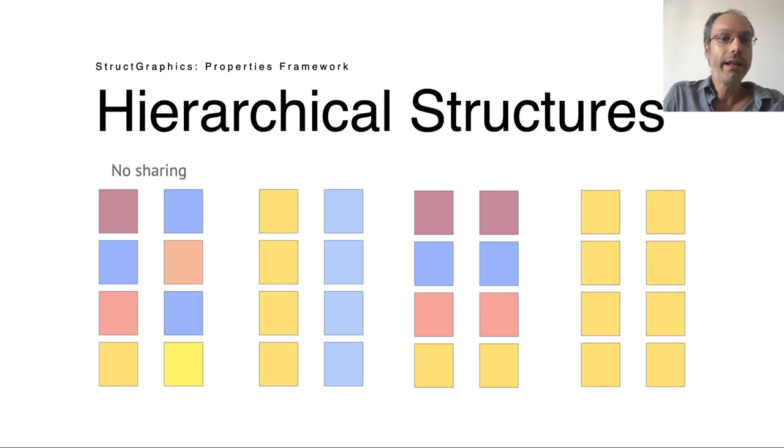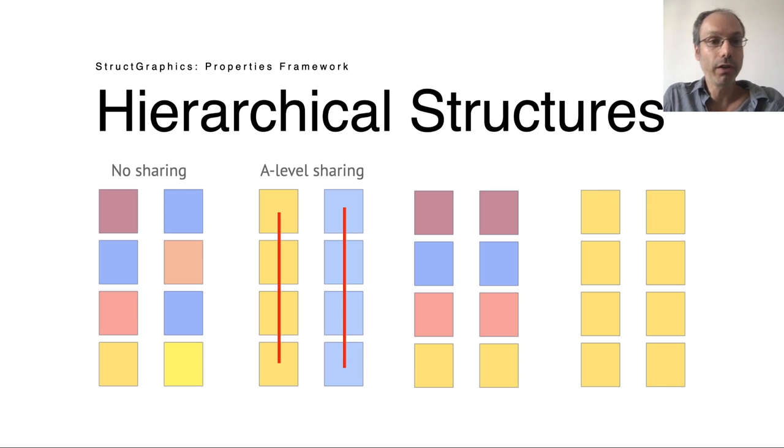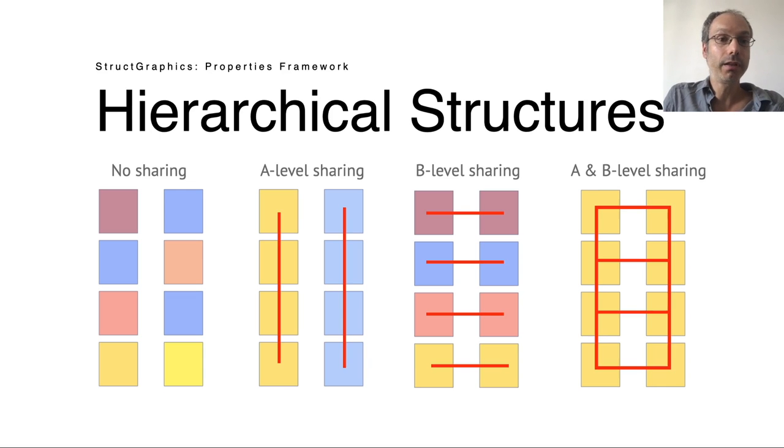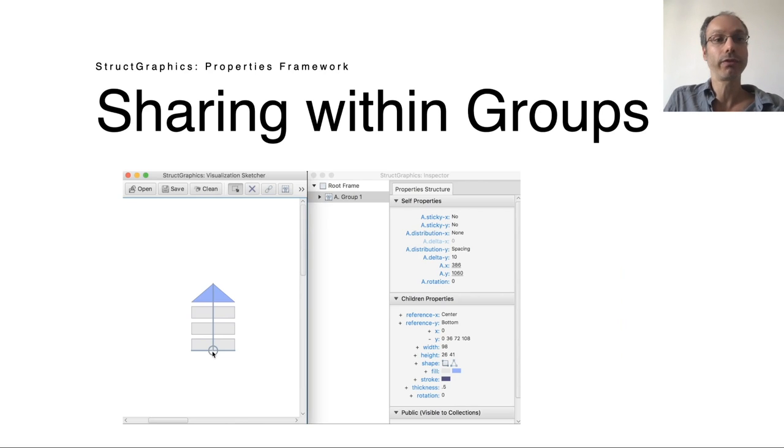Now, more generally, a visualization hierarchy can support different levels of sharing, for example, no sharing at all, A-level sharing, B-level sharing, A and B level sharing at the same time, where A and B here refer to the level of nesting, and of course this generalizes to deeper visualization hierarchies. In groups, we can share the properties of a subset of grouped objects.